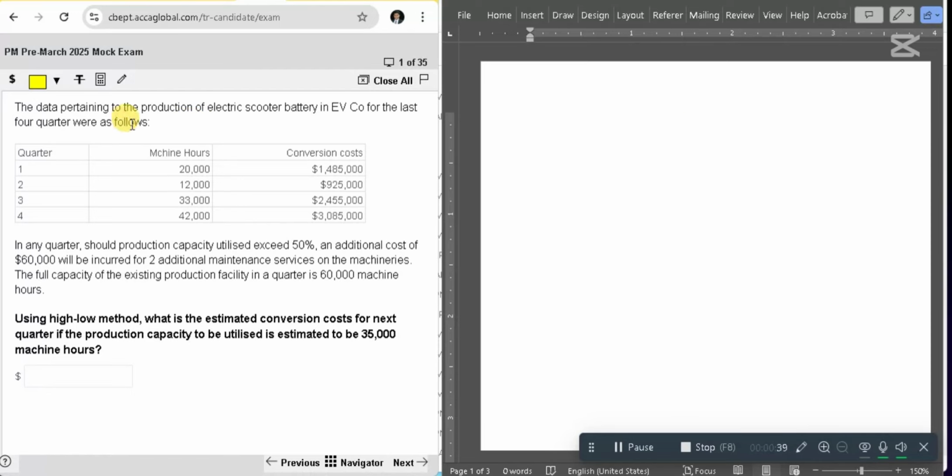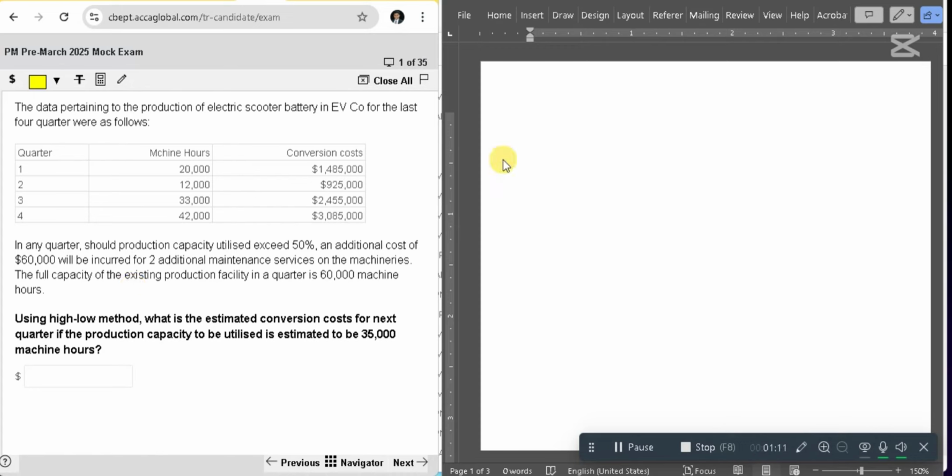First one, the data pertaining to the production of electric scooter battery in EV company for the last 4 quarters were as follows. Quarter 1 to 4, machine hours given, conversion cost given. In any quarter, should production capacity utilized exceed 50%, an additional cost of $60,000 will be incurred for 2 additional maintenance services on the machineries. The full capacity of the existing production facility in a quarter is 60,000 machine hours.